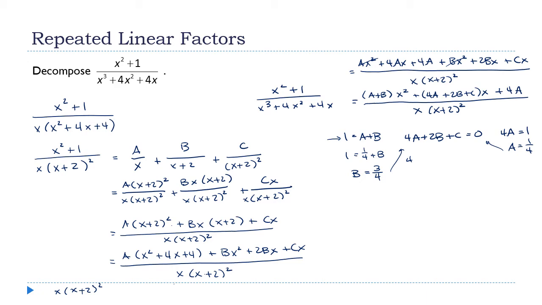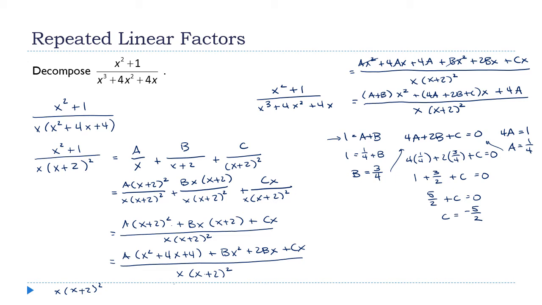All right, now put both of these numbers into the middle equation. And we get 4 times 1/4 plus 2 times 3/4 plus c equals 0. So let's see, 4 times 1/4, that's just 1. 2 times 3/4 is 3 halves, plus c equals 0. 1 plus 3 halves, that's 5 halves. So c is -5 halves. And that's my answer.